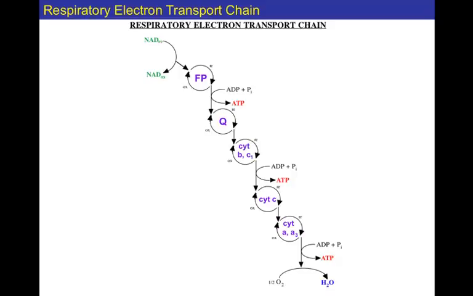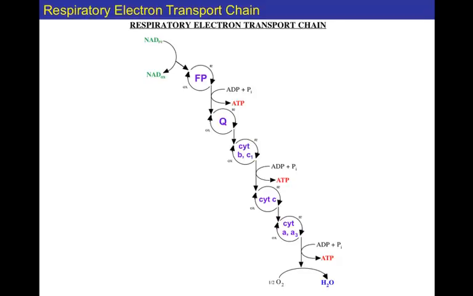And as it travels down the electron transport chain, energy will be lost, and at 3 positions along that route, enough energy is lost to make an ATP. So for every reduced NAD that goes in the top of the electron transport chain, you get 3 ATPs.